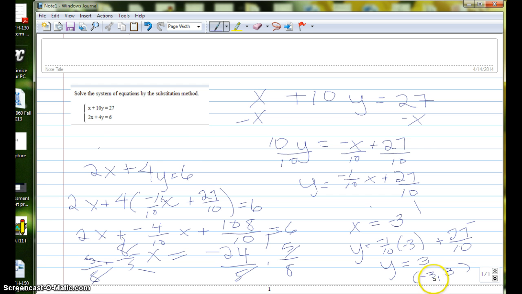Okay, and to check, if you plug it back in, if we did negative 3 plus 10 times 3, that would be negative 3 plus 30 is 27, so it works in the first equation. If we did 2 times negative 3, that would be negative 6, plus 4 times 3, which would be 12. Negative 6 plus 12 is 6. Okay, so that's our solution.